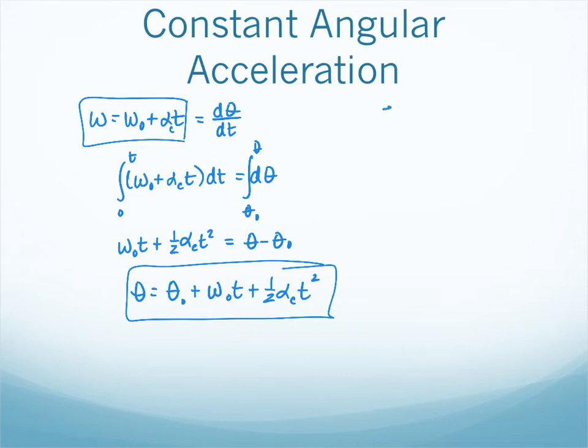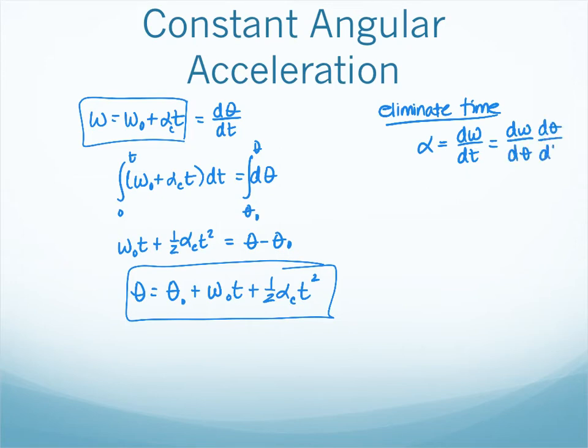And then the last thing we want to do is if we want to eliminate time, what we can do is start with the definition of alpha, which is d omega dt, and use the chain rule. We did this with linear quantities. And so again, separation of variables.